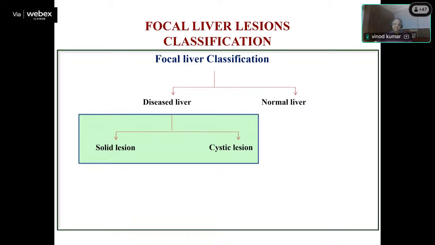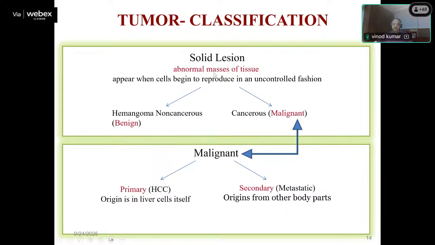My PhD scholars studied this; they collected the data and developed the algorithm for the classification of tumors. Now, solid lesions are again of two types. One is benign, non-cancerous, that is hemangioma. The second one is malignant, cancerous.